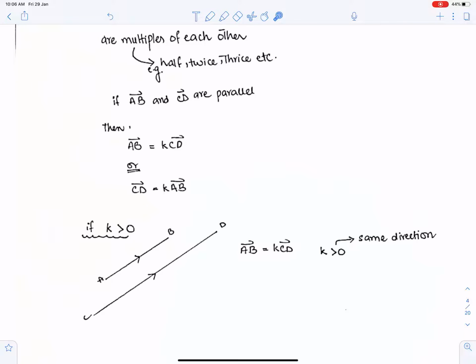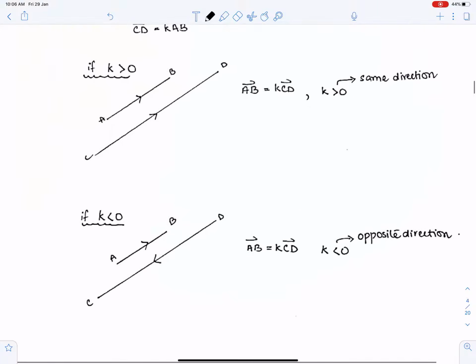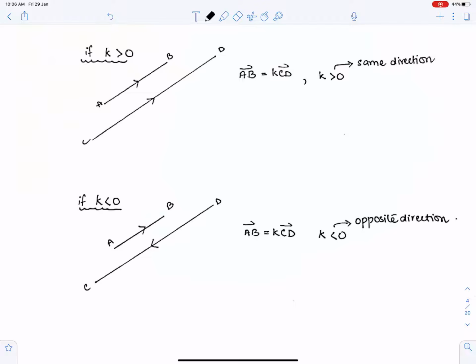Well, if k is positive, then both the vectors are in same direction. If k is negative, then vectors are in opposite direction.